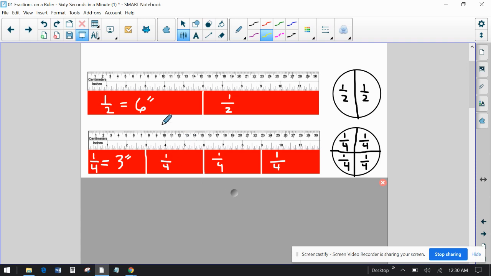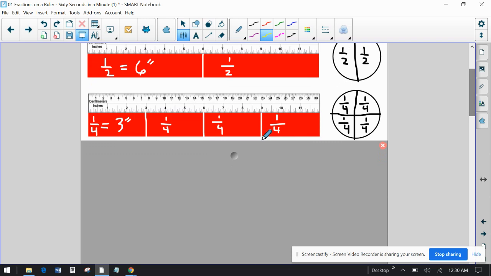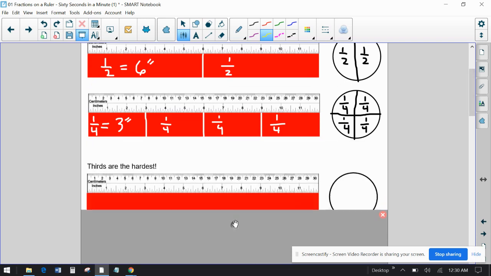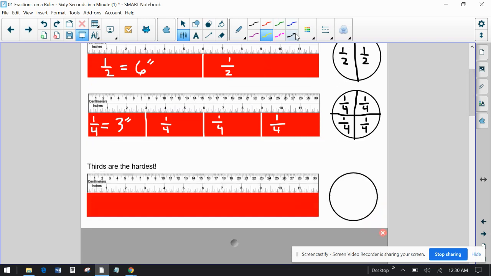Now I'm going to skip eighths, even though we know eighths are half of a fourth, but eighths don't land on a whole number. We don't typically talk about eighths of a foot because they don't land on a whole number. It would be like 1.5 and 1.5. So we're going to skip eighths, and now we're going to go back to thirds. And I think thirds, in my opinion, are the hardest ones to partition.